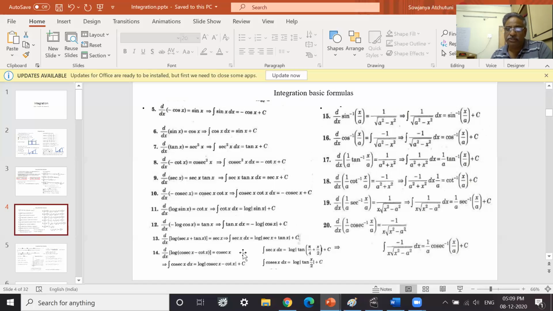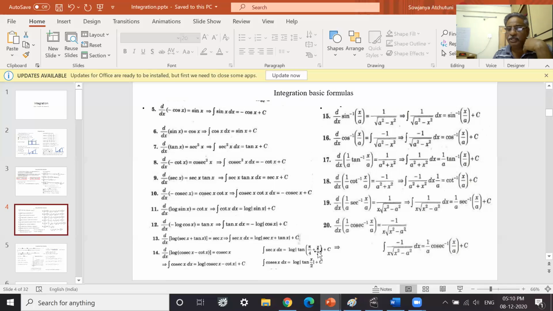Similarly comes the integral of cosecant x. Integral cosecant x is log of cosecant x minus cot x plus c. Integral secant x can be written in another form also. Here log of secant x plus tan x can be written as log of tan of pi by 4 plus x by 2. This way also it can be represented in terms of half angle. X by 2 is the half angle.